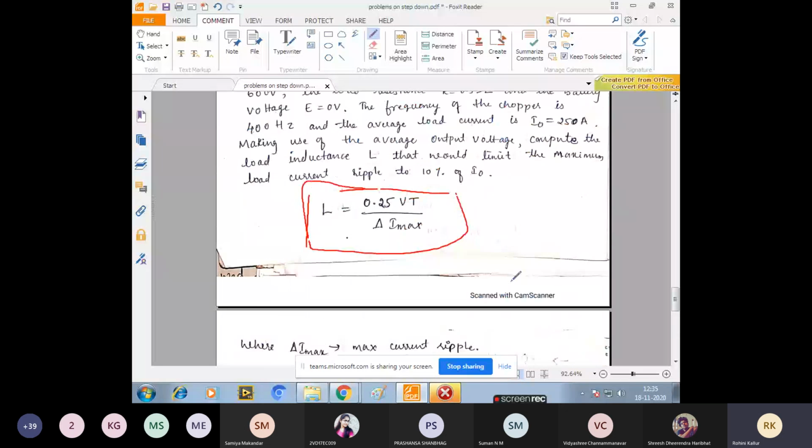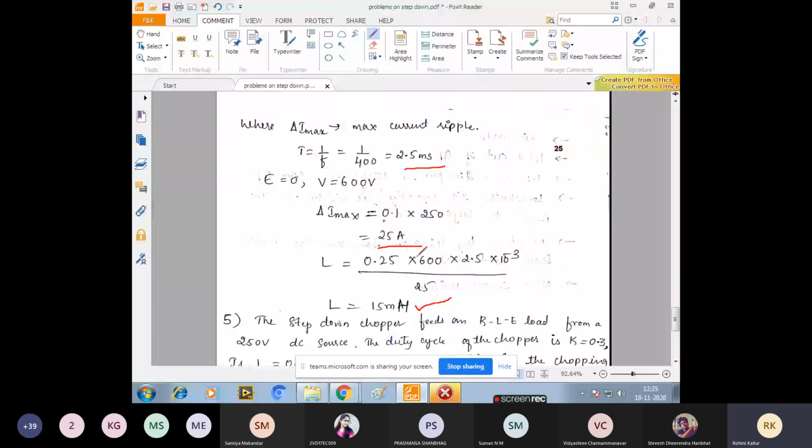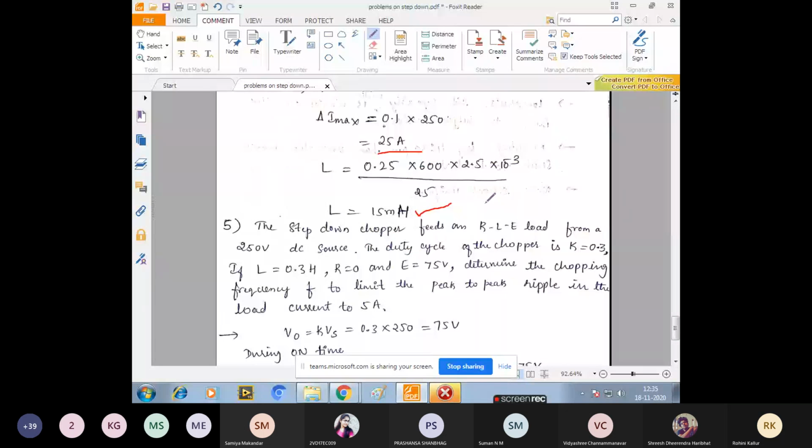So what we have in the question is, we need to compute the value of inductance L that would limit the maximum current ripple to 10% of I0. So 10% of I0, here we have 250 amperes. So 250 amperes, 10% will be 25. So we will be doing this as 25. Okay. Following this? Yes, ma'am. Okay, any doubts still here?